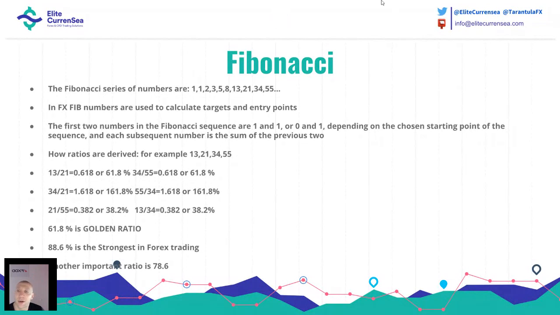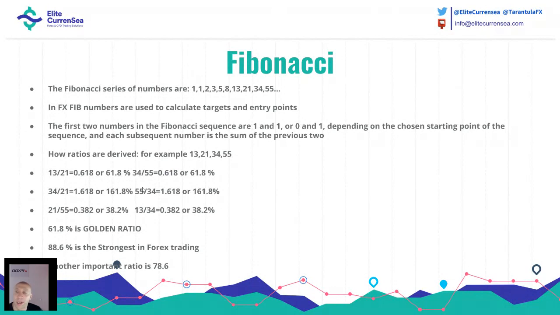How are ratios derived? For example, 13, 21, 34, 55. If you divide 13 by 21, you will get 0.618 or 61.8. If you divide 34 by 55, you will get 61.8, the golden ratio. If you divide 34 by 21, you will get 1.618. If you divide 55 by 34, you will get 1.618. Then if you divide 21 by 55, you will get 0.382. 13 by 34, again 0.382, or the 38.2 retracement.